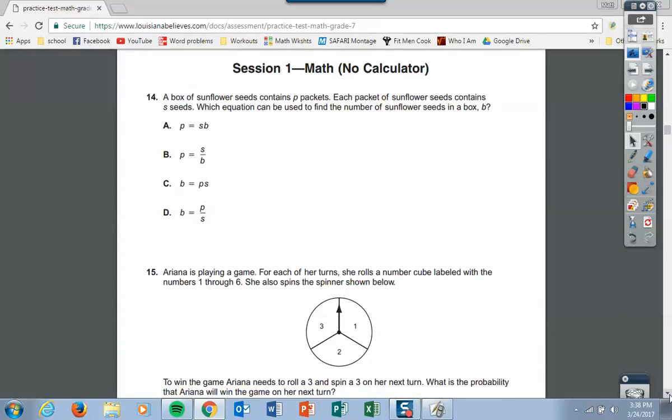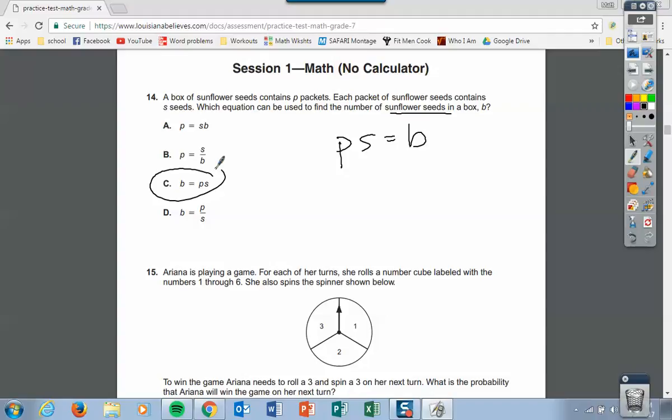A box of sunflower seeds contains P packets. Each packet of sunflower seeds contains S seeds. Which equation can we use to find the number of sunflower seeds in a box? What we're going to do is, if I've got packets and I've got seeds together, I want to find out how many seeds are in the box. Packets times seeds, how many are going to be in a box. So we're going to look for that. I see the box right here.